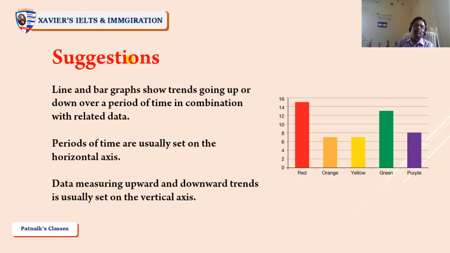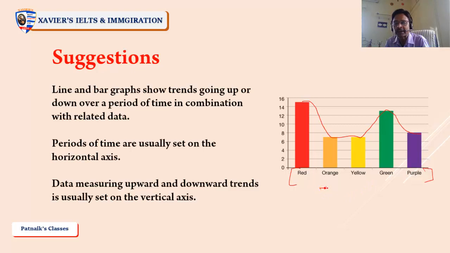line and bar graphs show trends going up or down over a period of time in combination with the related data. See, this is the bar graph. This is showing different colors, right? So the frequency, you can take it as the frequency or the value of the color. See, in this way it is going. That means the trend is showing in this way. And this part is representing the time period. We can say time period or the names of the colors, right?